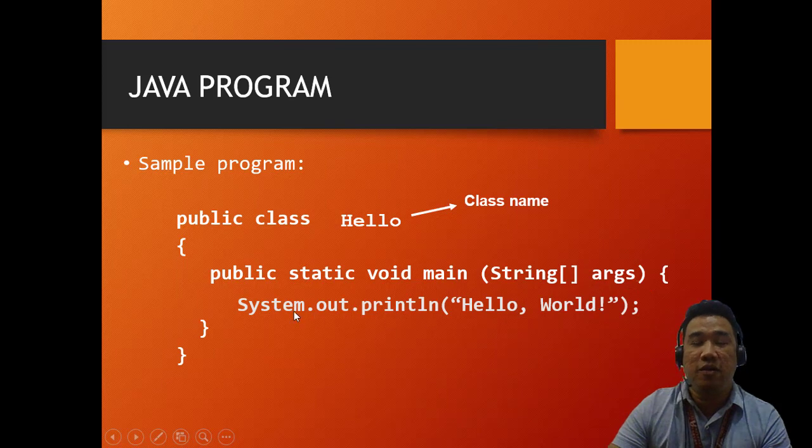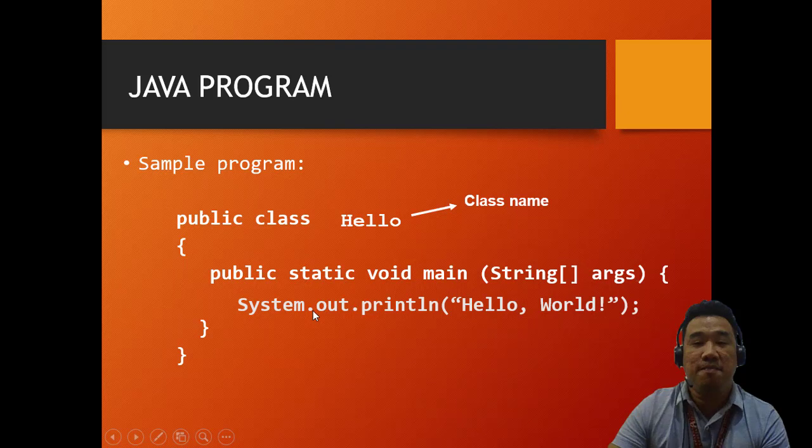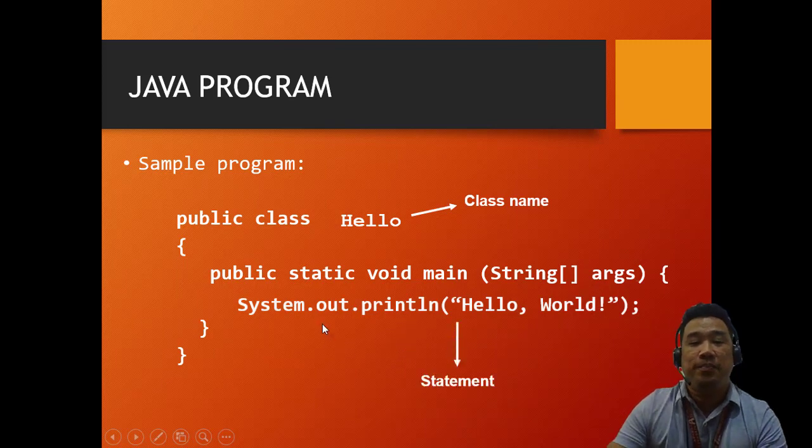So this is what gets executed by your Java, inside our main method. In this example, System.out.println Hello World. Meaning, if we run this, it will display the result Hello World. Okay, now, this is the statement, okay? So all the lines within your program which end with a semicolon are called statements.